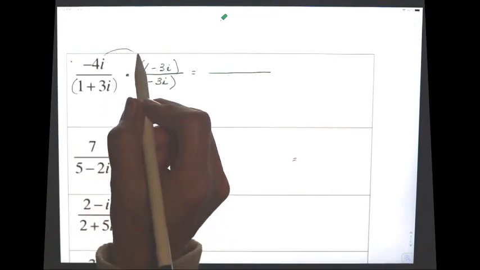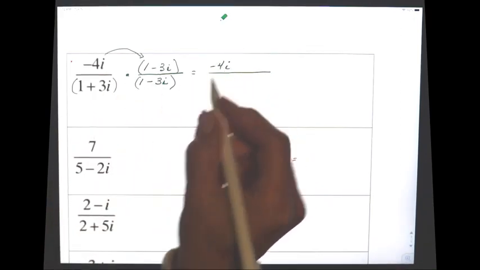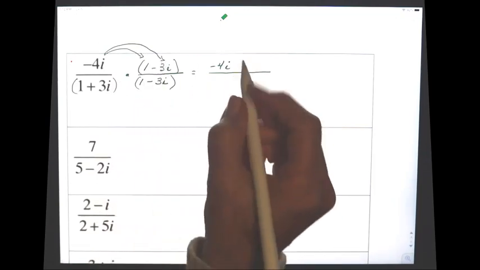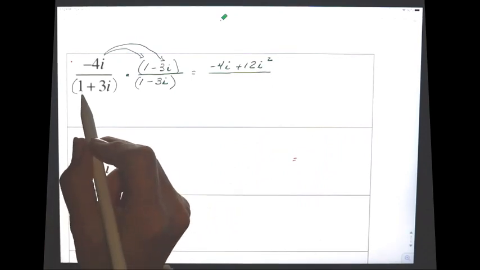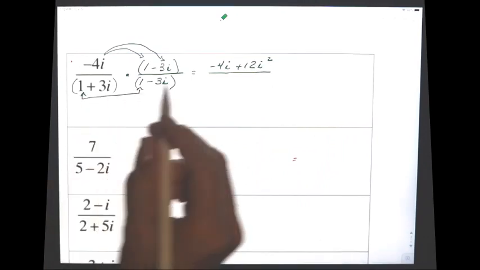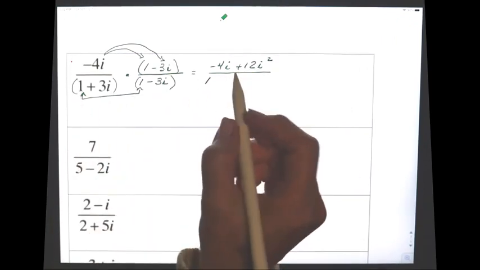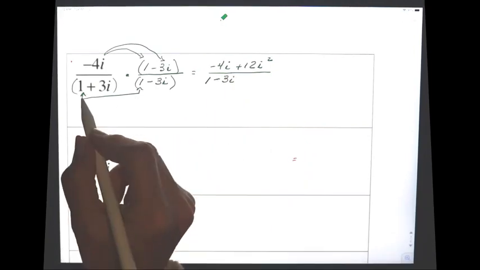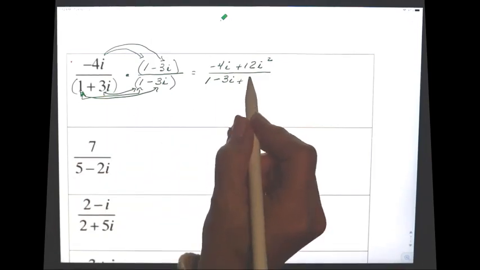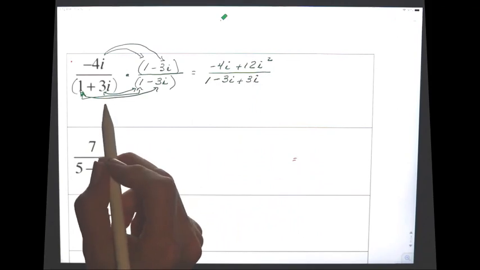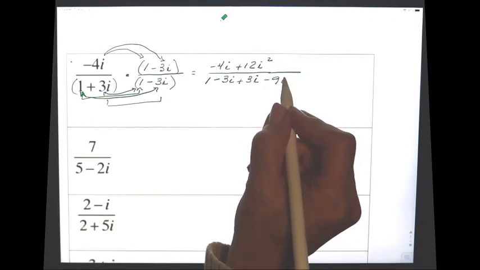Okay, so this is a distributive property which we talked about earlier. So negative 4i times 1 is negative 4i, and negative 4i times positive 3i is positive 12i squared. And this one should give me a real number in the bottom because I've deliberately chosen a multiplier that will do that. So there's first times first. The outside product is negative 3i from here. The inside product is positive 3i, and it's doing just what I expected it to do. And then last times last is negative 9i squared.